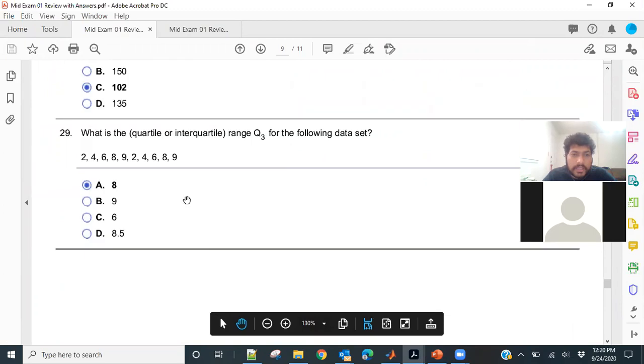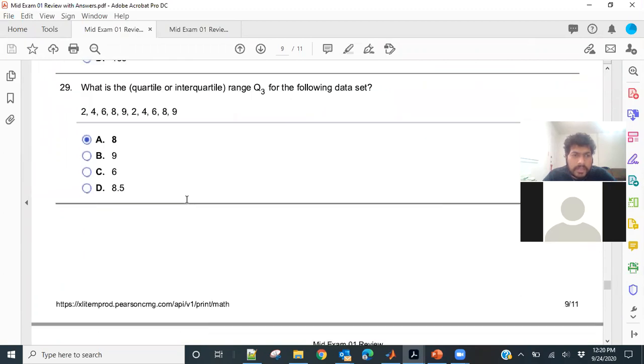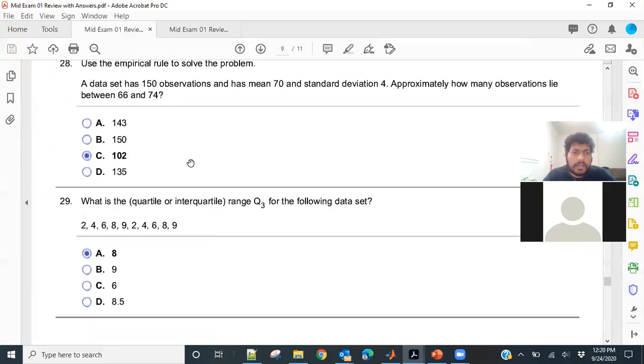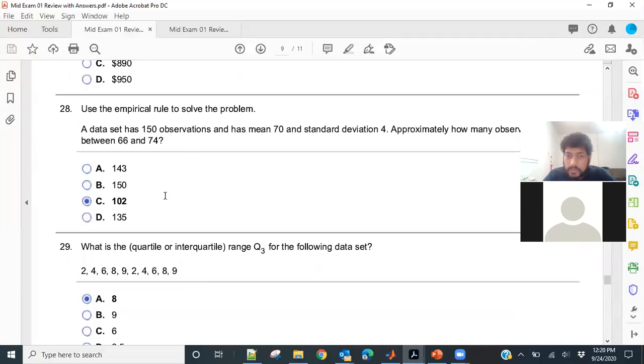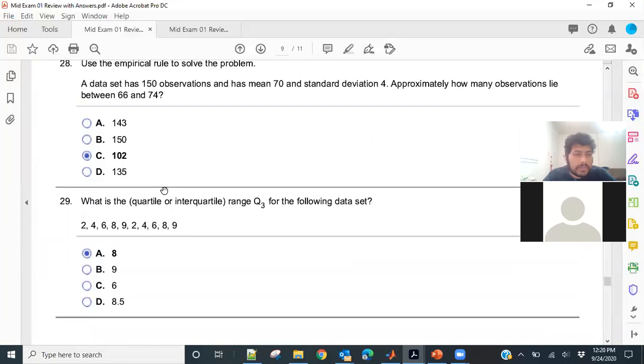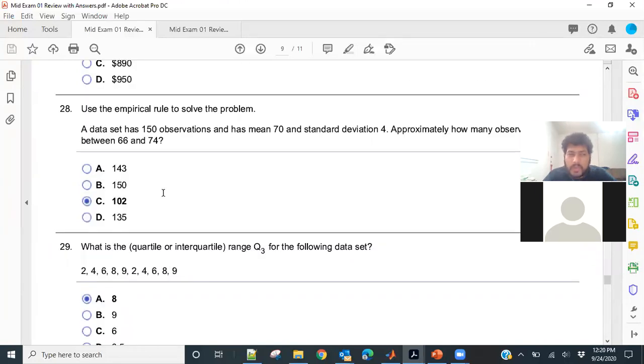Okay, I think this is the last part, I guess. Please try this question using the empirical rule. This is very similar to that one. I think yes, you may have a question on the empirical rule in your mid exam as well. It's very similar to this question.